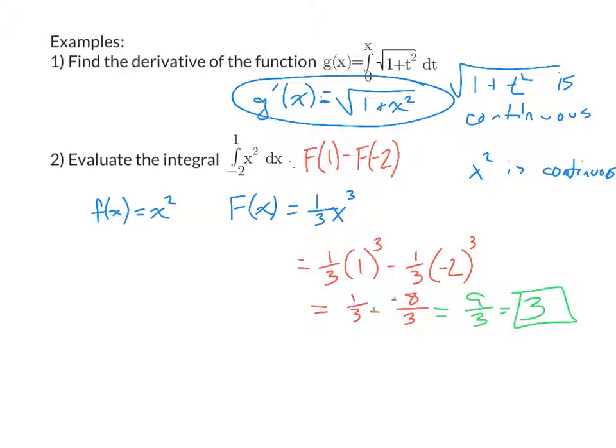So the integral from negative 2 to 1 of x squared results in a value of 3. And we talked about how integrals are areas. To draw this figure, we're looking at x squared from x equals negative 2 to 1. And this space right here sums up to be a total of 3.